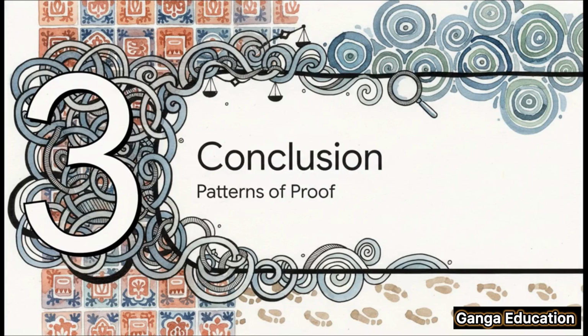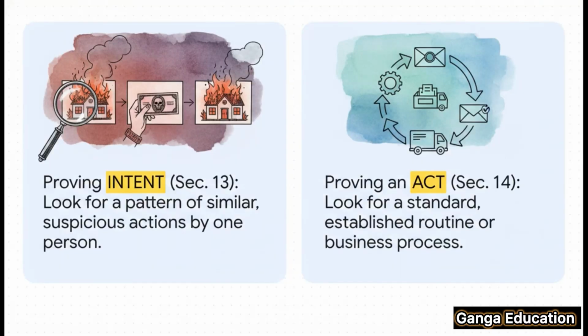So let's wrap this up and bring these two powerful ideas together. We've looked at 2 really different ways the law uses patterns to get to the truth, and each one answers a very different kind of question. So, to recap, nice and simple. For proving intent, was it an accident or was it on purpose? You look for a series of similar and often suspicious actions. But for proving a simple act, did this thing even happen? You look for a reliable, everyday routine and just show that the act was part of it. 2 kinds of patterns for 2 kinds of proof.